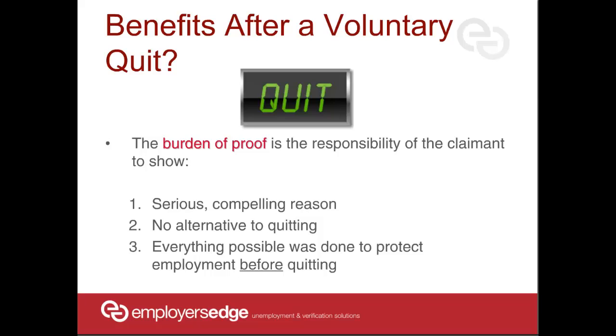To follow a spouse who's in the military, who's been transferred, that's good cause. So those are some good cause compelling reasons. Also, if your doctor says, hey, your job's giving you migraines, you need to quit, that's good cause. So if they have a doctor's note telling them that, that's another example of a good cause compelling reason.